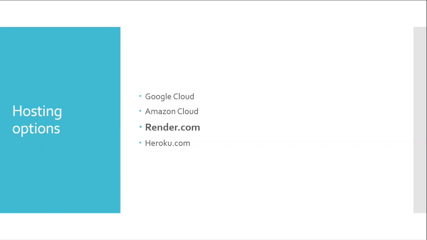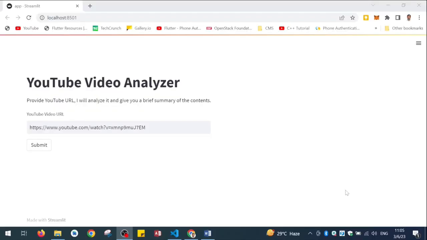We will see different hosting options, and then we will select render.com to host our app. Now let me give you a brief demo of what we will develop, what will be our final product. At the end of this course, you will develop an app which will look like this. This will be the final product. Now the app will run in the browser.